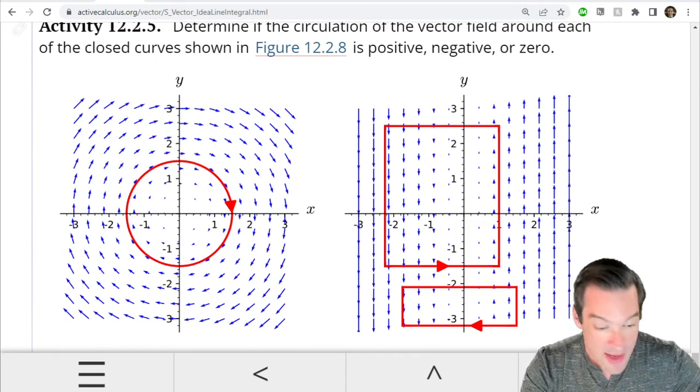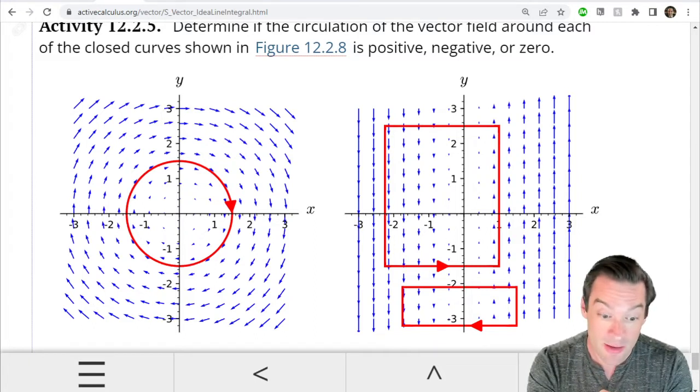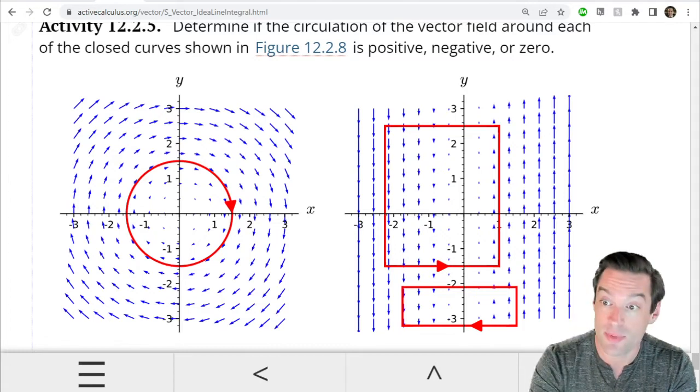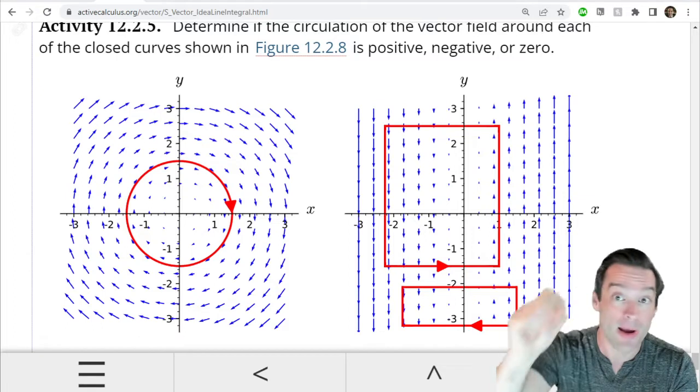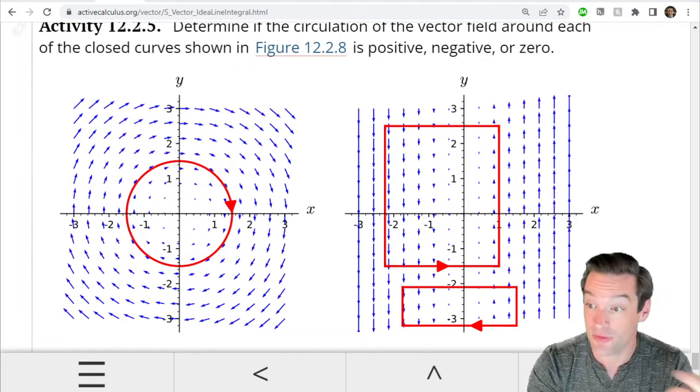So when we say the word circulation, what we're talking about is the line integral of a vector field along a closed path. And closed just means that it has the same starting point as it has ending point, right? So I start in a place and I wander around and I end up in the same place where I started. So, for example, this circle here traversed in a clockwise fashion, that's a closed curve.